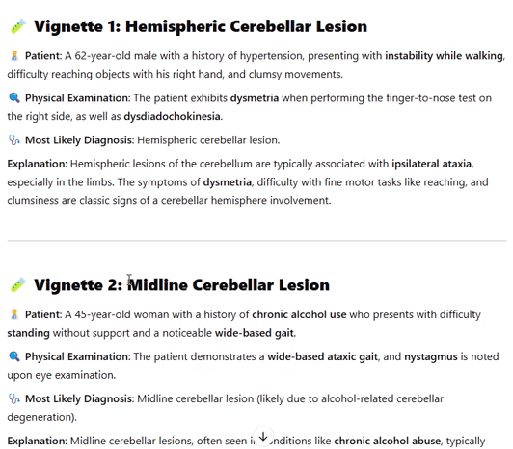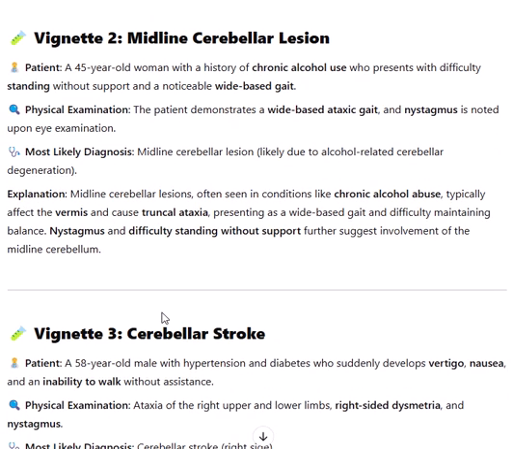Patient, a 45-year-old woman with a history of chronic alcohol use who presents with difficulty standing without support and a noticeable wide-based gait. Physical examination. The patient demonstrates a wide-based ataxic gait, and nystagmus is noted upon eye examination. Most likely diagnosis, midline cerebellar lesion, likely due to alcohol-related cerebellar degeneration.